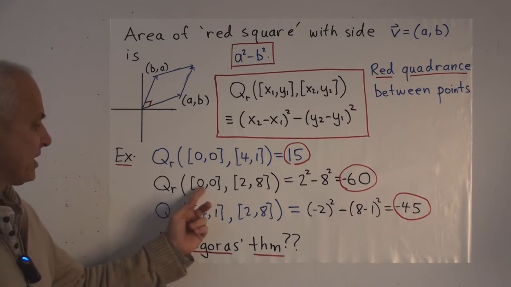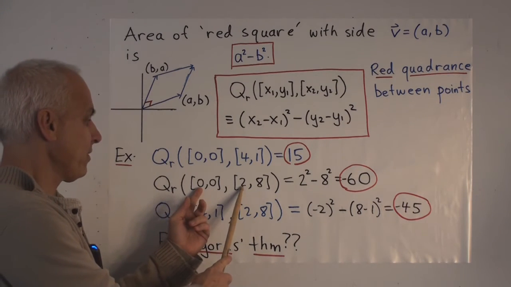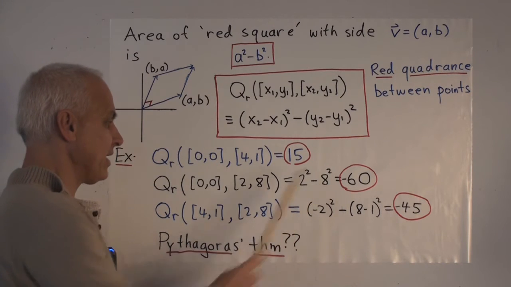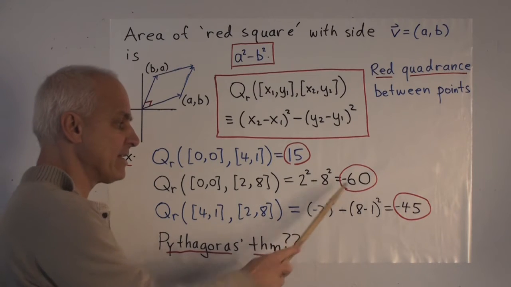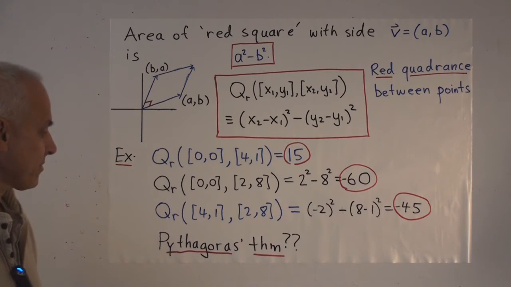How about the quadrance between (0,0) and (2,8)? Difference in x-coordinates squared, it's 2 squared. Difference in y-coordinates squared, 8 squared. We have to take the difference, so it's 4 minus 64, that's minus 60. We can get a negative quadrance this way.